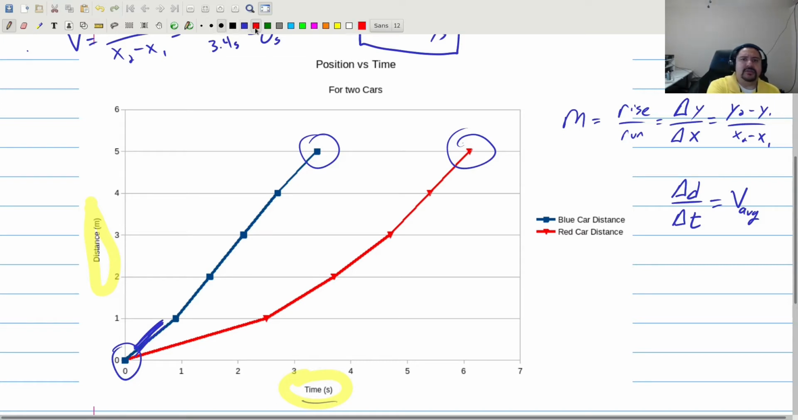Now, what about this red one? What's going on with the red car? Well, you can see the slope is increasing as time goes on. That means, since slope is the speed, or the velocity, that this red car is going faster as time goes on. It starts off very slow, but it goes faster and faster as it rolls down the driveway, which makes sense because that means it's accelerating. It has constant acceleration due to gravity down the ramp.